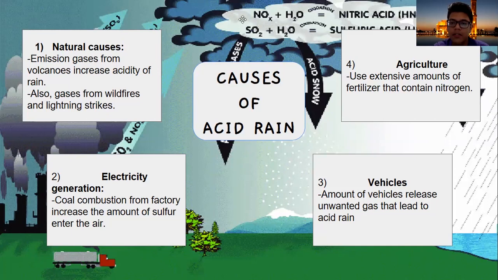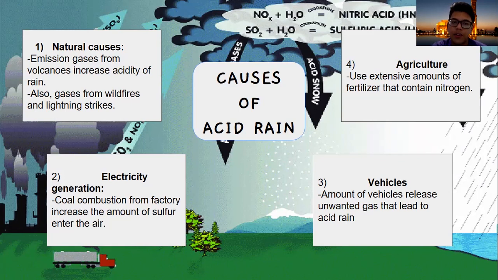The next cause of acid rain is vehicles. We know that the amount of vehicles releases unwanted gas, and the vehicles will release unwanted gas that leads to acid rain issues.